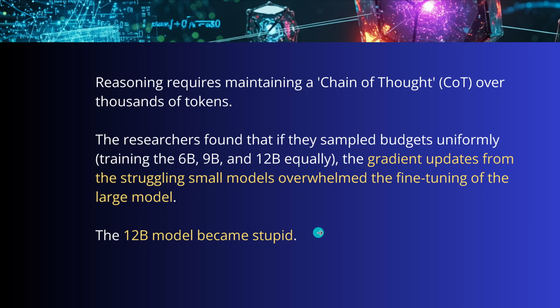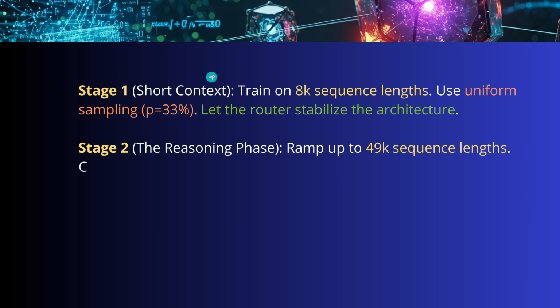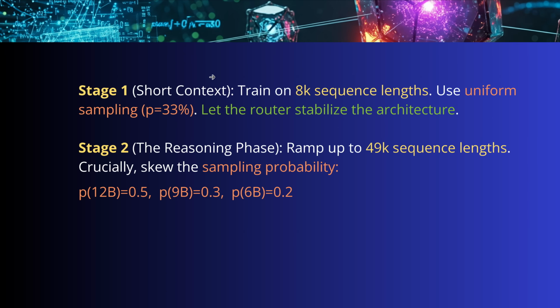So what is the solution? What can we do? NVIDIA found a solution. They call it a two-stage curriculum training. So let's have a look. Stage 1, for the shorter context, they say, okay, 8K sequence length, and we use a uniform sampling. Yeah? Let the router stabilize the AI architecture. Just think about this sentence. This is a really powerful new idea.